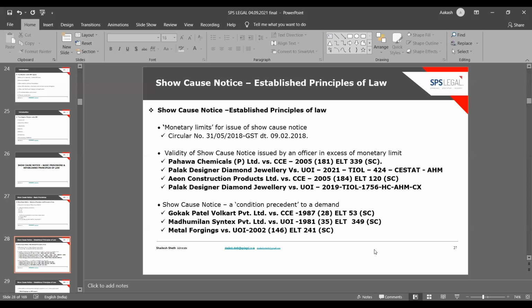The first question that arises here is, if an officer for whom the monetary limit is prescribed, like superintendent 10 lakhs, or assistant commissioner, deputy commissioner 50 lakhs, I'm just giving you an example, I'm not going into too much nitty-gritty, if he issues a show cause notice demanding an amount which is in excess of the monetary limit prescribed for him, will it become invalid? This is the first question we need to understand.